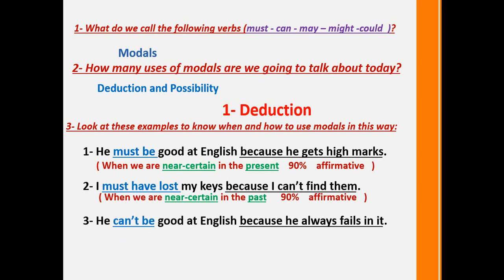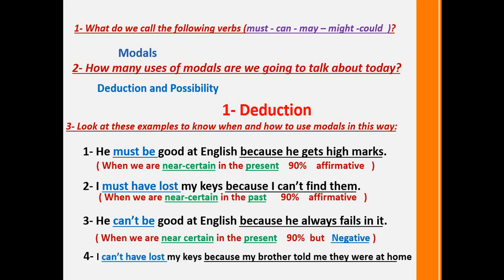Number 3, he can't be good at English. Why? Because he always fails in it or in exams. Here we have can't be, and can't be here is the negative of must be in the first example. In the first example must be, and here can't be, this is in the negative. So when we are near certain that something is not true in the present, we use can't plus infinitive.